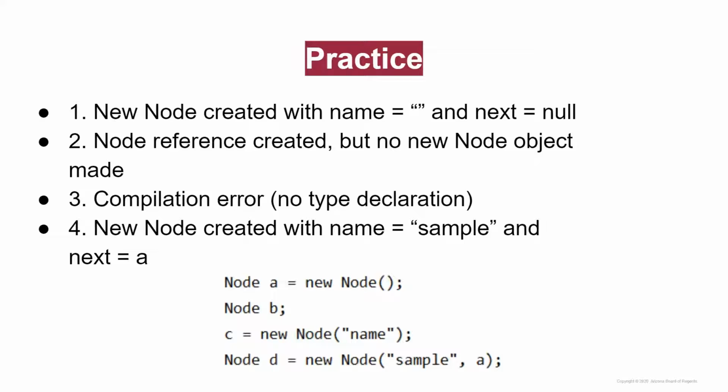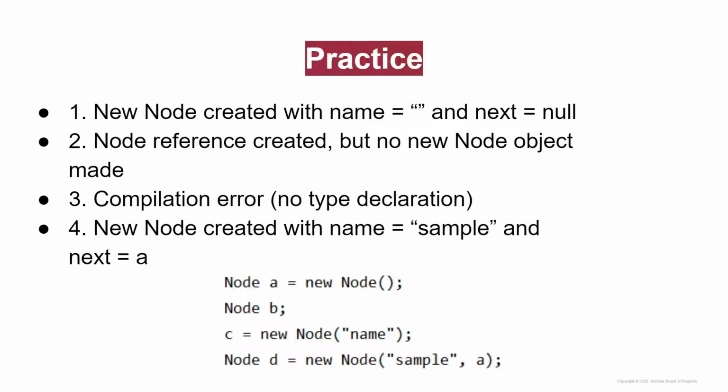All right, so for 2, we are creating a node reference called B, but we're not actually linking it to any object. There's no dynamic memory being allocated. The actual data structure of the node doesn't exist yet, just something that could refer to a node. So there's no compilation error or anything. It's just we haven't really made a new node yet, just the reference.